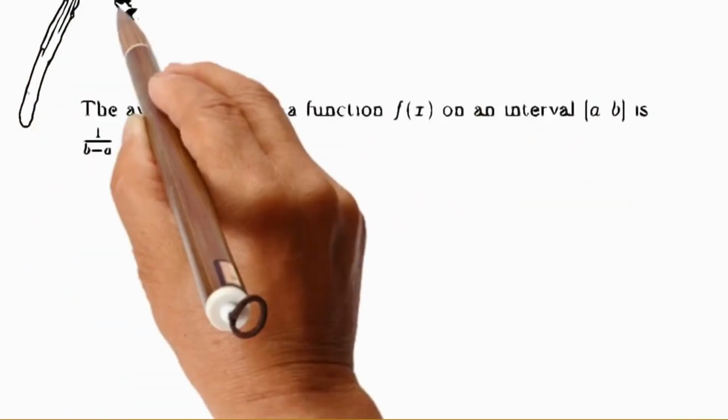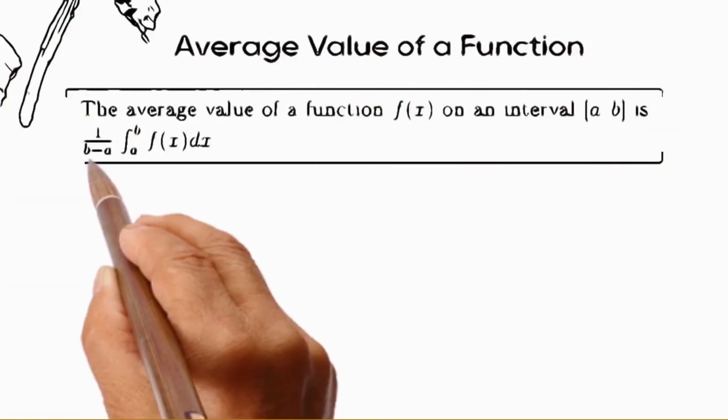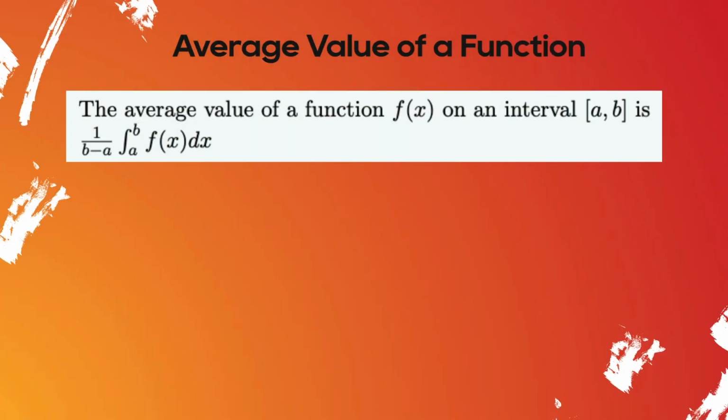So Unit 8 starts with the average value of a function, and the average value of a function f of x from the interval from a to b is 1 over b minus a times the integral of f of x from a to b. And the reason is that the average value of a function involves you to add up each possible value of that function in that interval.